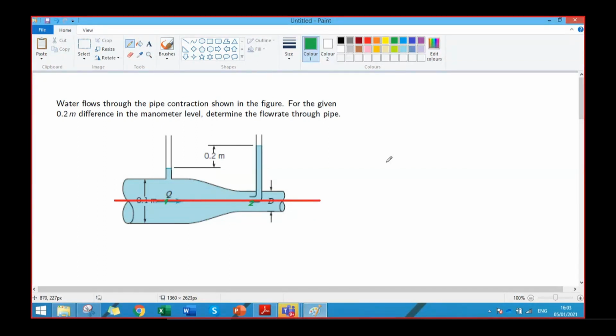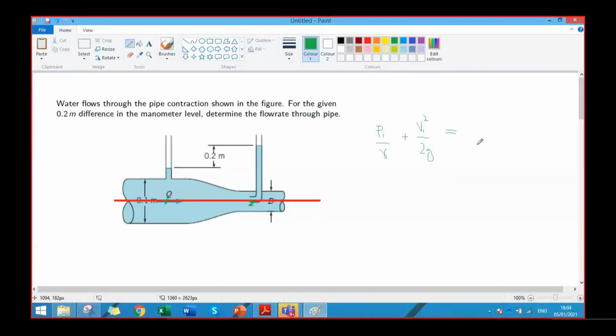Pressure P1 by gamma at point 1, plus velocity V1 square by 2g, right? There is no need to write the elevation head because the flow is horizontal, so the elevation is the same.